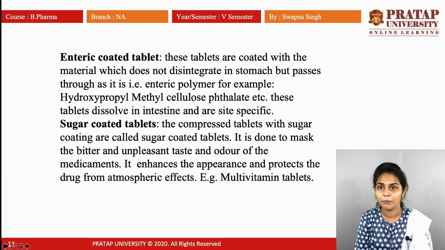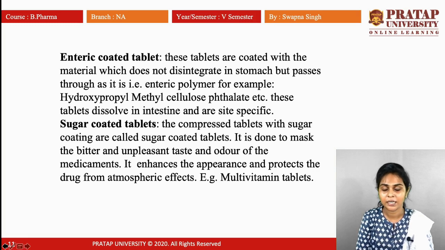Next is enteric coated tablet. These tablets are coated with a material which does not disintegrate in the stomach but passes through as it is, that is enteric polymer. For example, hydroxypropyl methyl cellulose phthalate. These tablets dissolve in the intestine and are site specific. Enteric coated tablets are those tablets which do not disintegrate in the stomach but pass through it and disintegrate in the intestine. Enteric means intestine. So some enteric polymers are used for manufacturing of enteric coated tablet, that is hydroxypropyl methyl cellulose phthalate.